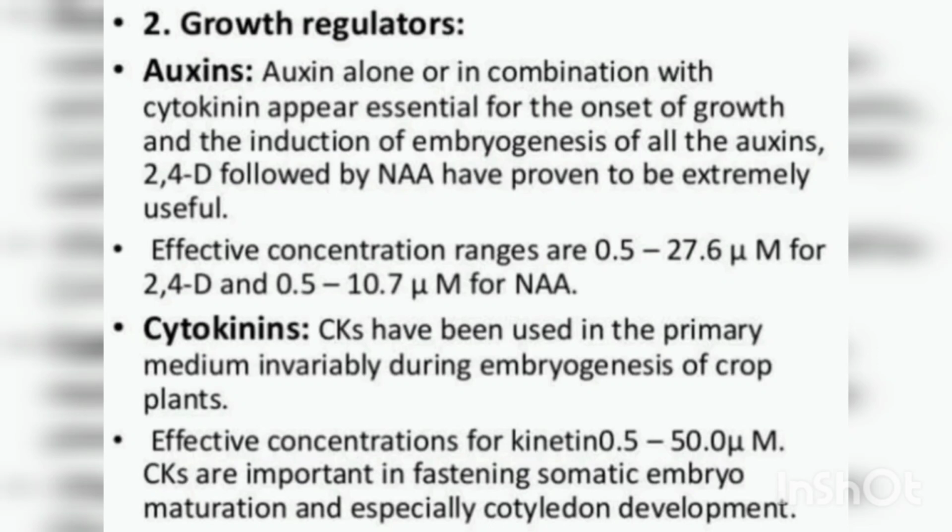The cytokinin helps in fastening the cotyledon development. So these are the two growth regulators. One is auxin, the other one is cytokinin. Both of these are used in combination with each other.